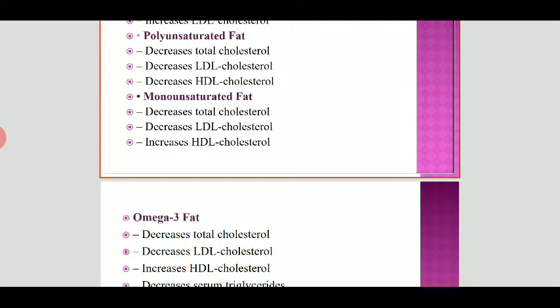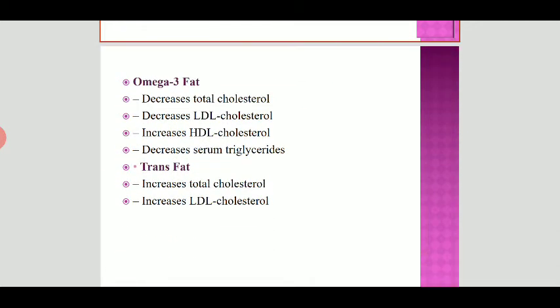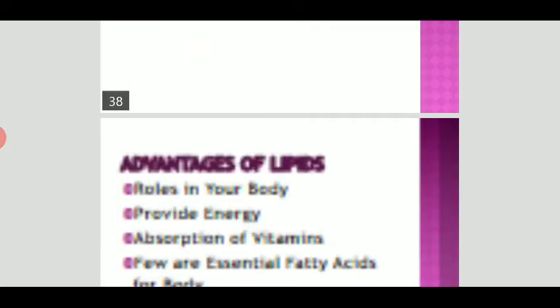When we talk about monounsaturated fatty acids, it decreases total cholesterol, decreases LDL level, and increases HDL level. When we talk about omega-3 fat, it decreases total cholesterol, decreases LDL level, increases HDL level, and decreases serum triglyceride level. Trans fats increase total cholesterol and increase LDL levels.